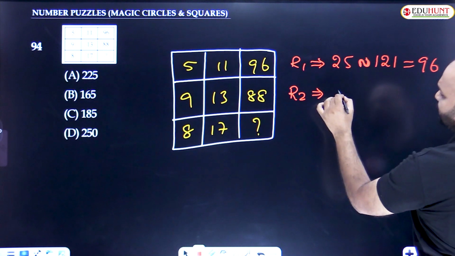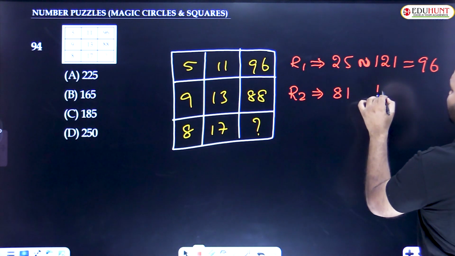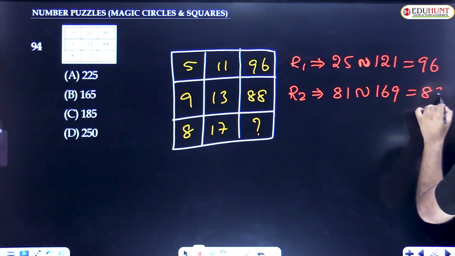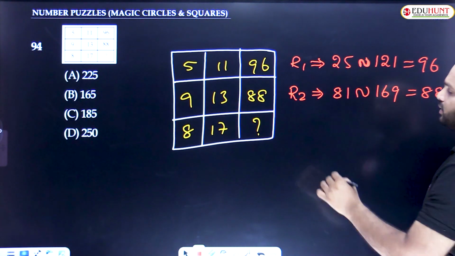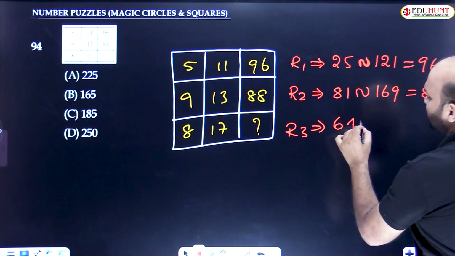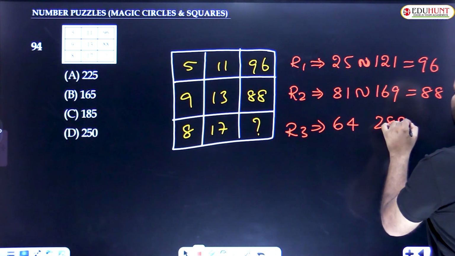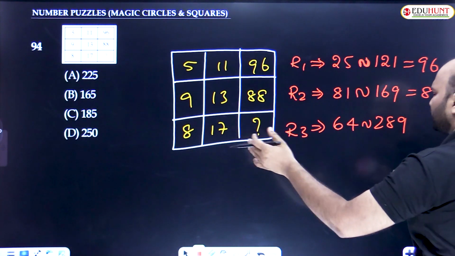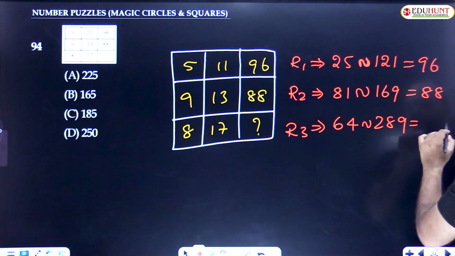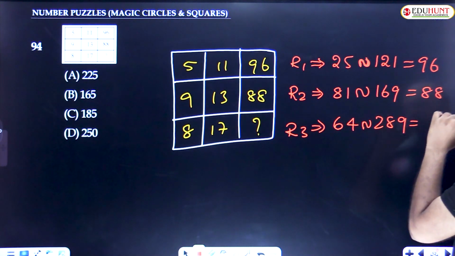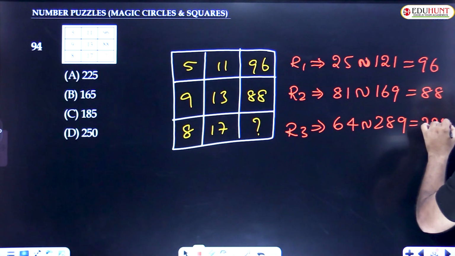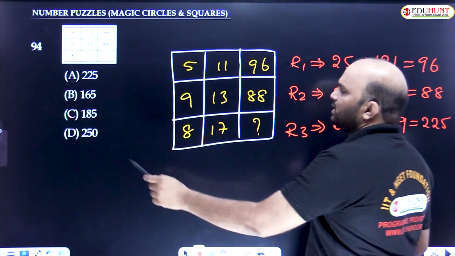First number 9, square value 81; 13 square value 169. What is the difference between 81 and 169? The difference is 88. Clear? 169 minus 81 is 88. The same logic applies towards row 3. 8 square value 64, 17 square value 289. Since the second number's square is bigger, 289 minus 64 equals 225. Clear? 225, option A, is the required answer.